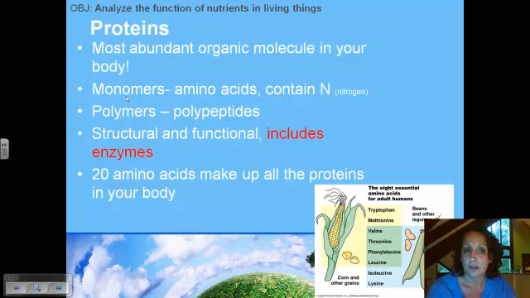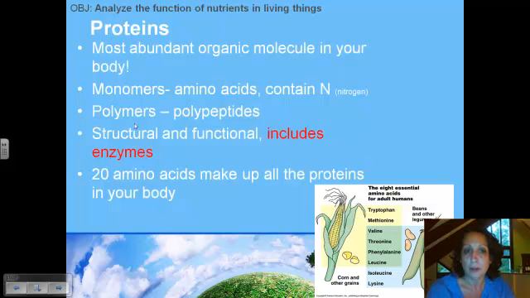Okay, I told you you're going to have to know the monomers and the polymers. So the monomer, or the building blocks that make up a protein, are the amino acids. And all amino acids contain nitrogen. So you first of all need to have the nitrogen available if you need to make amino acids, but you also have to get rid of the nitrogen waste when you break down amino acids. So this nitrogen is going to come into play later in the year.